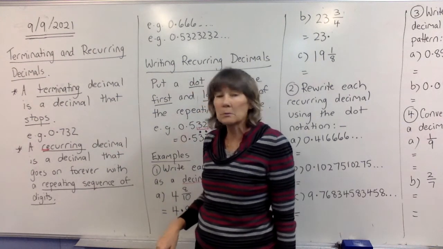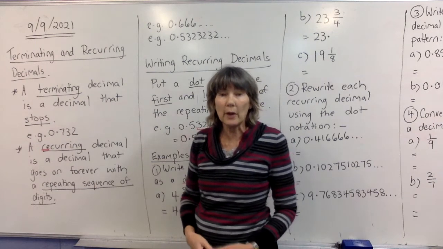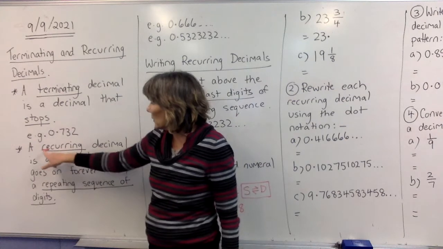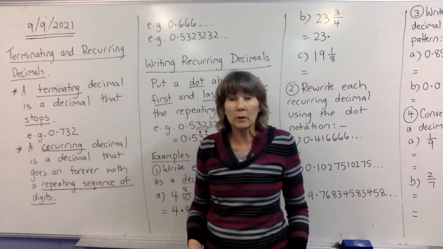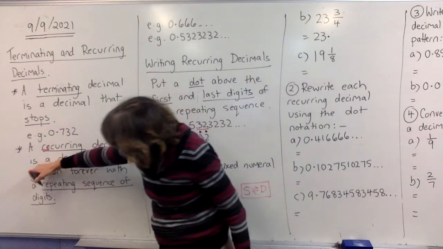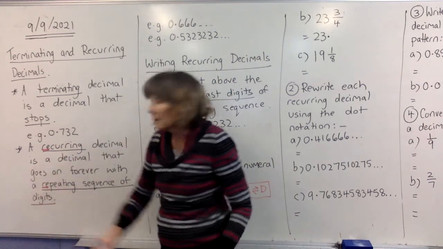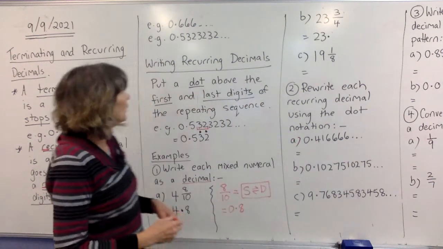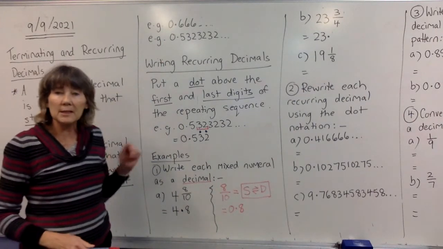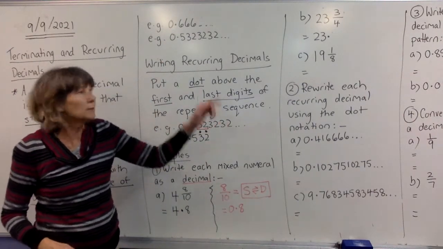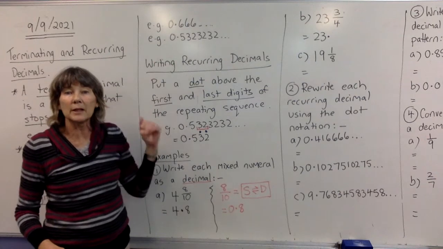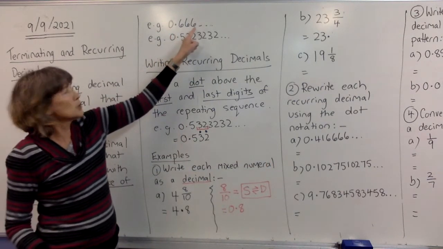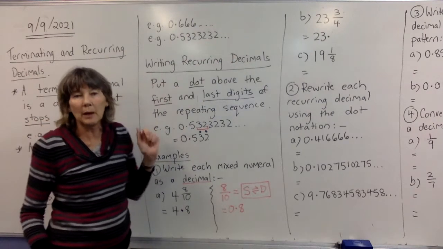A recurring decimal is a decimal that goes on forever with a repeating sequence of digits. It starts with RE, like the word repeat does. So you've got to look for that repeating part. If we have a look up here, we've got 0.666 and then ... The ... at the end means it goes on forever, looking like it does now. So you would imagine those sixes would just keep going.